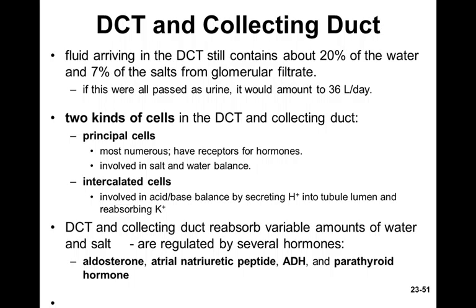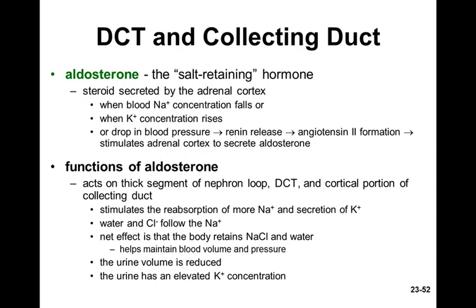Now, the DCT and collecting duct reabsorb a lot of water and salt, but they're regulated by hormones. And this is one of the first areas of the kidney we've talked about that is regulated by hormones. Aldosterone, ANP, ADH, and parathyroid hormone are the four big hormones that act on the DCT and collecting duct. So we're going to quickly talk about those four.